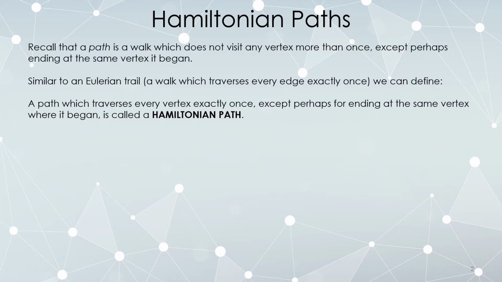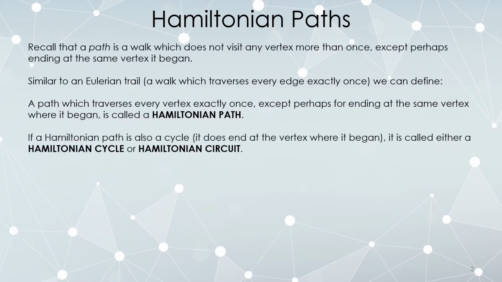path to be a path that visits every vertex exactly once, except perhaps if it's a cycle and it comes back to where it starts. That's the only time a Hamiltonian path is allowed to visit the same vertex twice. If a Hamiltonian path is also a cycle, we can call it either a Hamiltonian cycle or a Hamiltonian circuit. So that would have to be a walk which visits every vertex exactly once, except it does come back to where it began. If a graph has a Hamiltonian path, we call it a Hamiltonian graph.